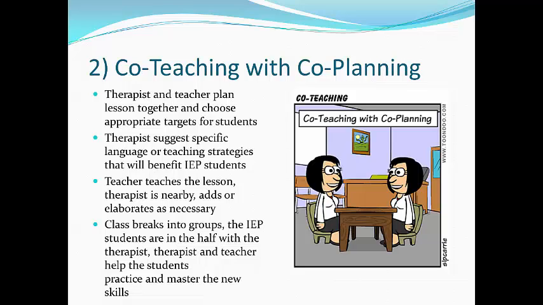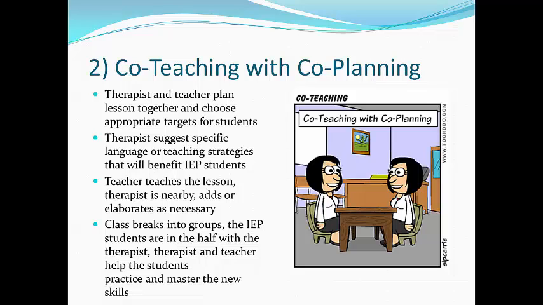Similarly, if you are an occupational therapist, maybe it would be talking about which fine motor tasks would make this easier for the students during the activity. So then the teacher is going to teach the lesson, and the therapist will be nearby, adding or elaborating as necessary, just any additional information that can be thrown out there. And then after the lesson is given, the class breaks up into groups, and the IEP students are in the half with the therapist, and the therapist and the teacher will help the students practice and master the new skills.